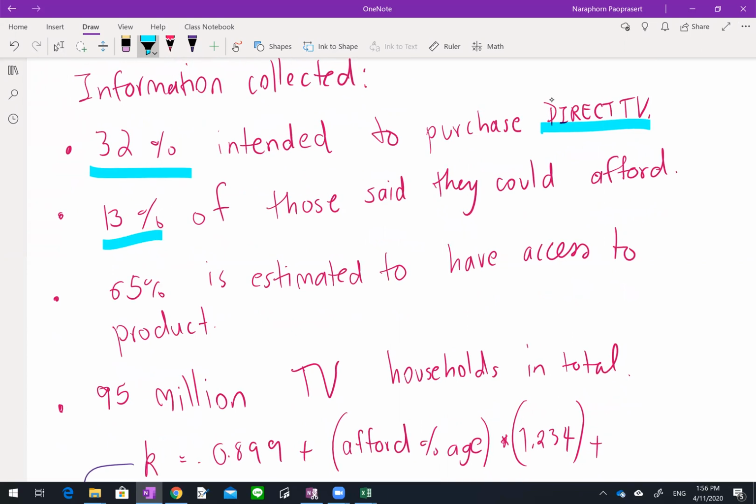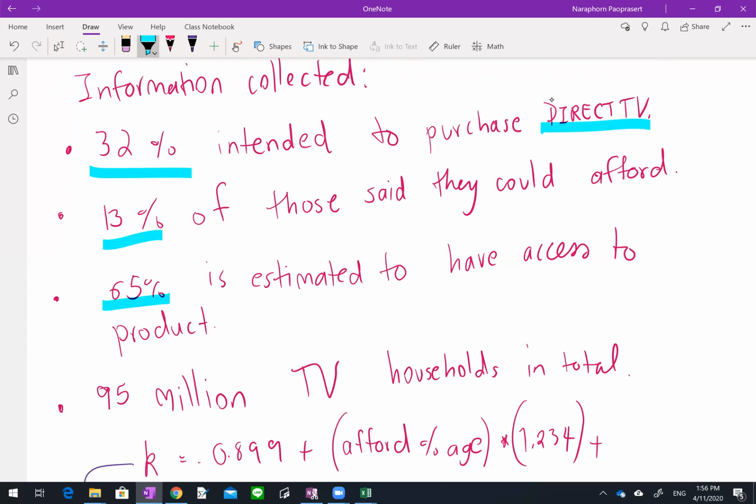13% of them can pay for it. They have enough money to pay for it. They can afford it. 35% of the customers have access to the product. Having access means that since it's a TV program, the company has to set up some infrastructure.